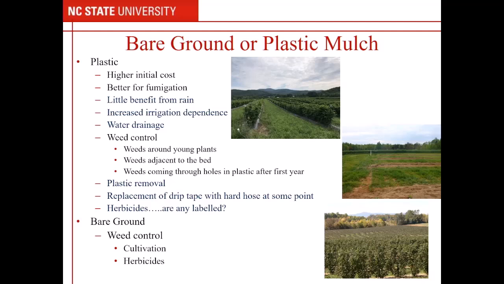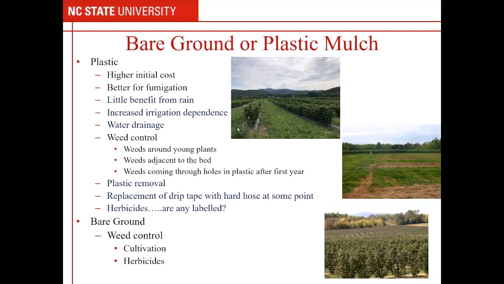If you've got fields with slope and you've got low and high places, you're going to have issues of drainage and water standing and moving around that bed. But the weed control is a lot better in that first year. When you get into the second year, you get into questions of what to do with the holes in the plastic, because as you go into harvest, they're going to be putting feet on those.